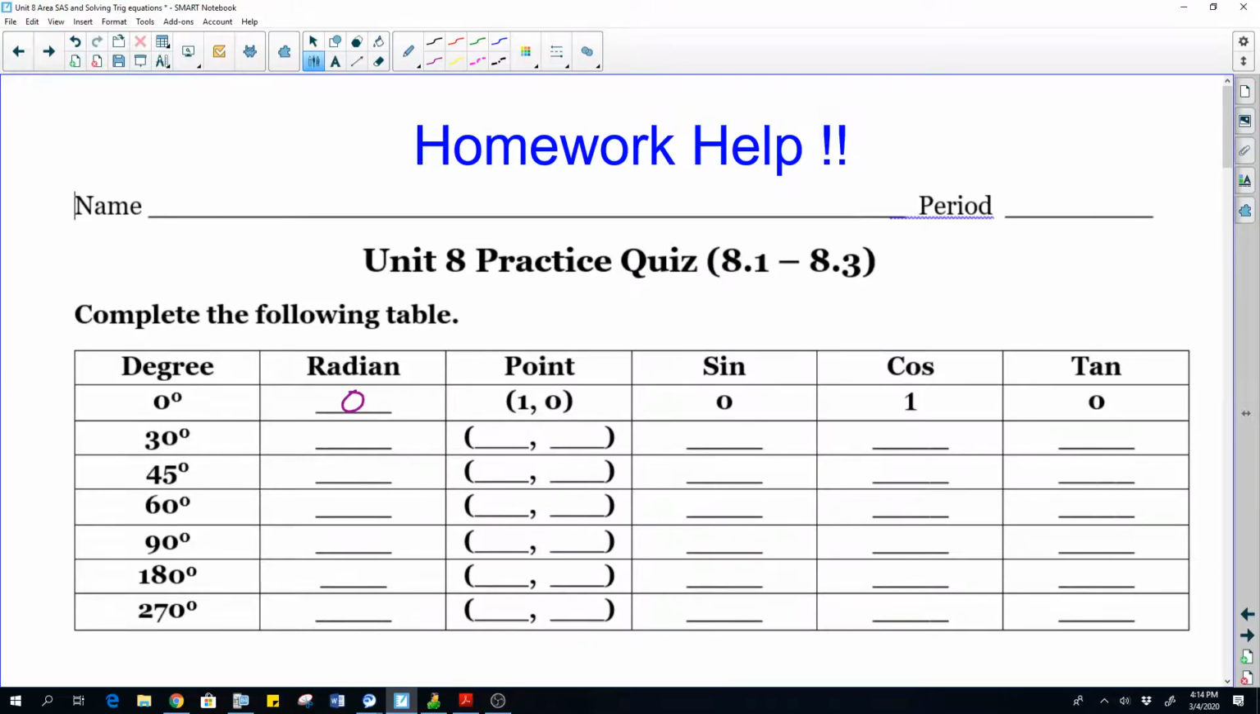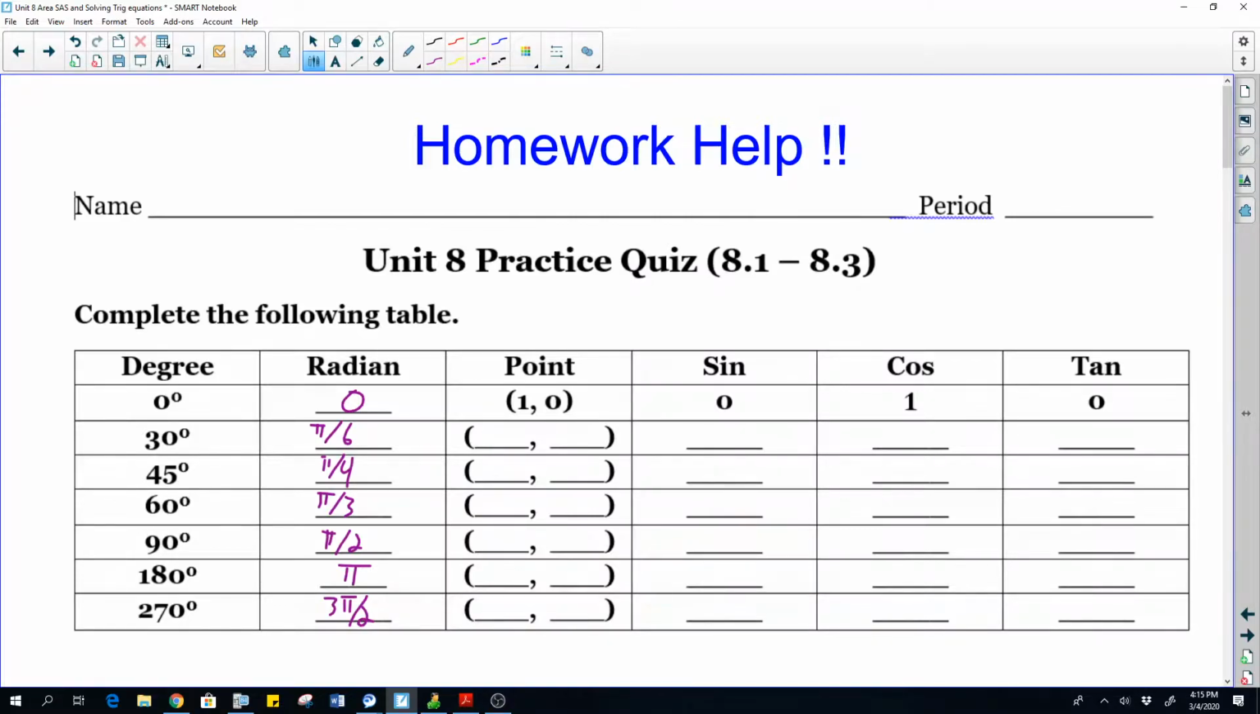So 0 degrees, 0 radians. 30 degrees, do you remember? So it's going to be pi over 6, pi over 4, 2 pi over 6, which reduces to pi over 3, and then half a pi and a whole pi, and 3/4 of a pi. Well, actually 3 pi over 2, because it goes pi over 2, pi, 3 pi over 2.